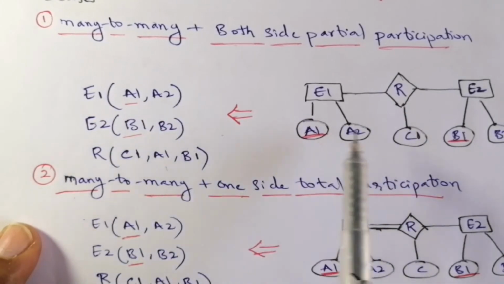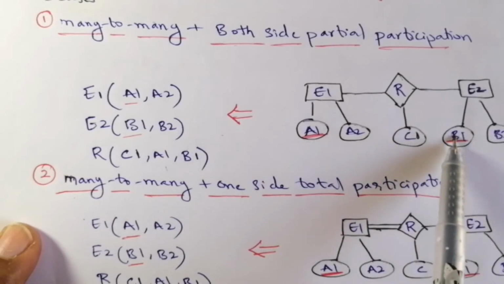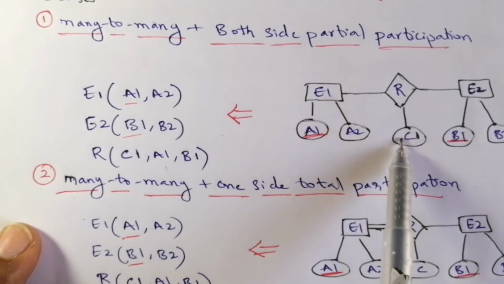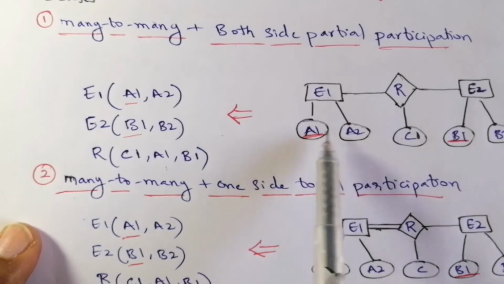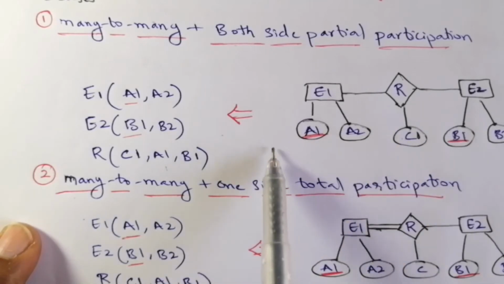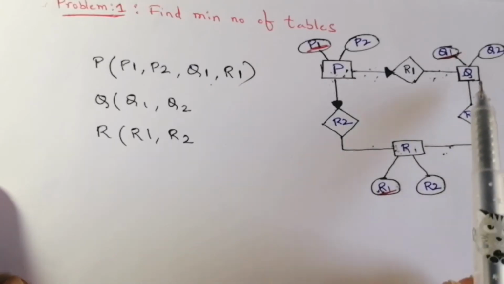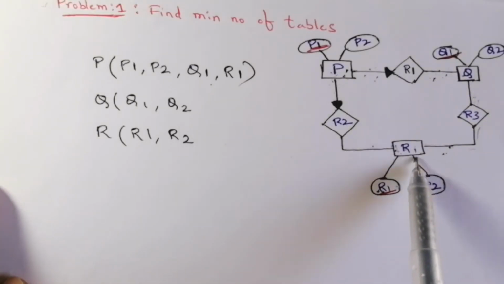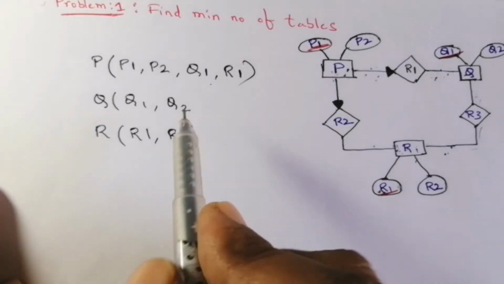Then the relation is going to take the primary key of its associated entities. So for R, I have taken the descriptive attribute C1 and also the A1 and B1. So let us apply this particular case here. So it is the many to many case. Now R1 is going to have R1, R2, right? So not a problem.